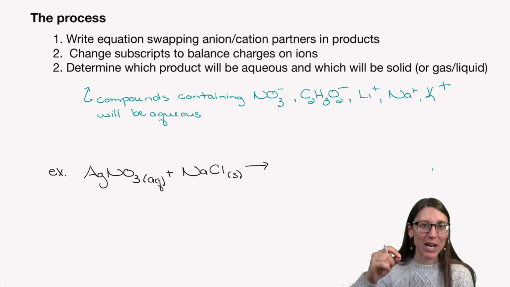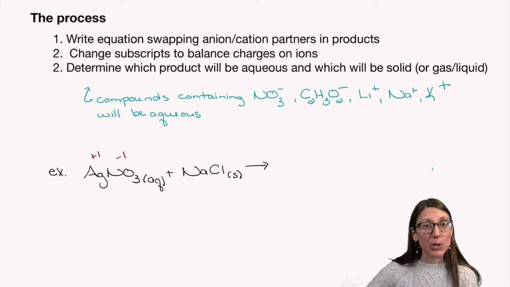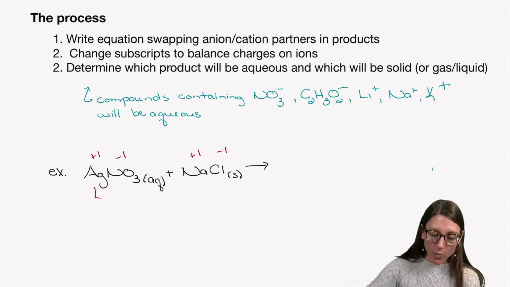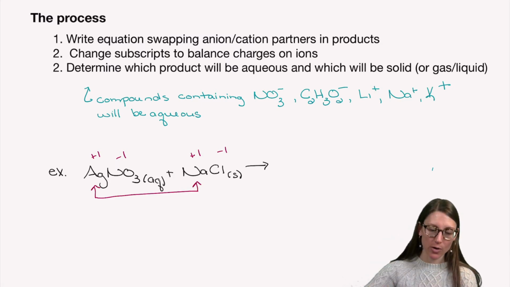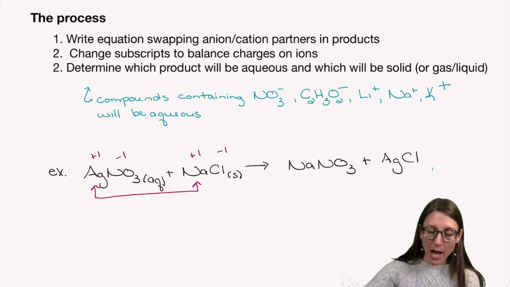First, we're going to take silver nitrate and react it with sodium chloride. As you look at this, think about what your charges are. Nitrate's -1, so silver has to be +1. Sodium you know is +1. Chloride is -1. We are going to swap the cations so that they trade partners. And so our result is going to be sodium with the nitrate and then silver with the chloride.